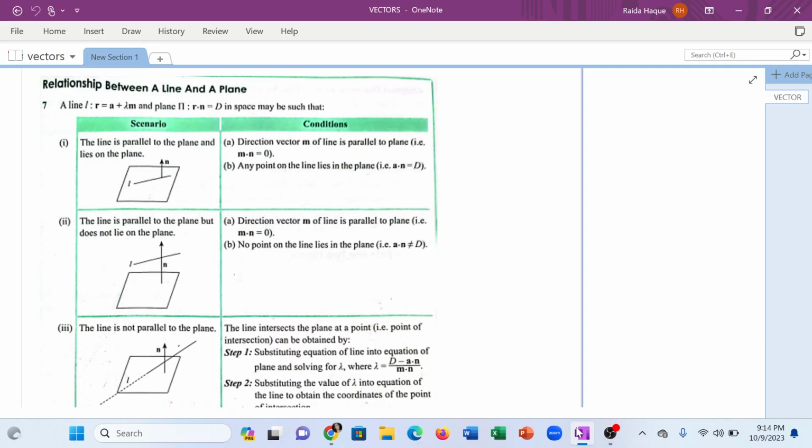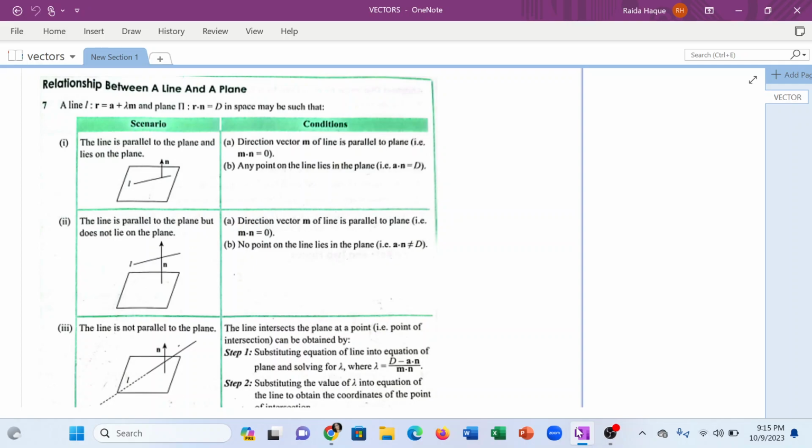That is, if it is parallel to the plane, obviously the direction vector is perpendicular to the direction vector of the normal. So if we do the dot product of the direction vector of the line, which is m, and the direction vector of the normal, which is n, we end up with 0. And number 2 is that any point on the line lies in the plane. So a dot n equals d, where a is a point on the line.